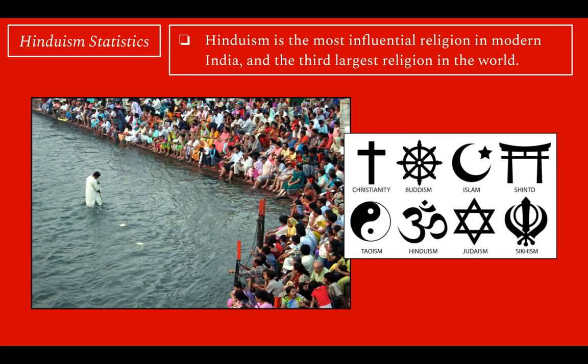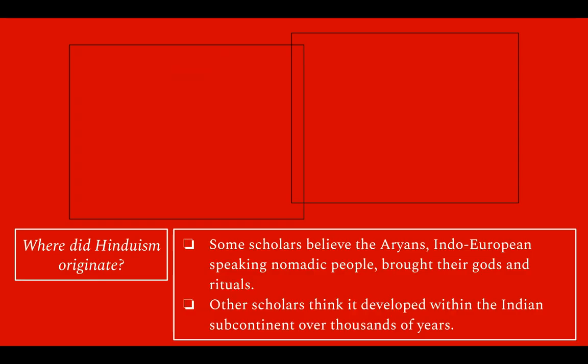All right, so first let's look at some Hinduism statistics. Hinduism is the most influential religion in modern India, just meaning India today. It's the most practiced religion there. And it's actually the third largest religion in the world. You can see here, this is probably the river Ganges on the left, with flocks of people there to worship. And I believe first would be Christianity, followed by Islam, and then Hinduism. So it's a very popular religion.